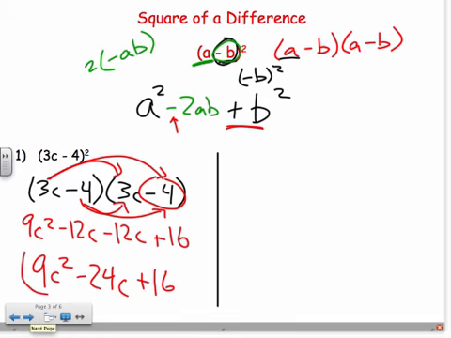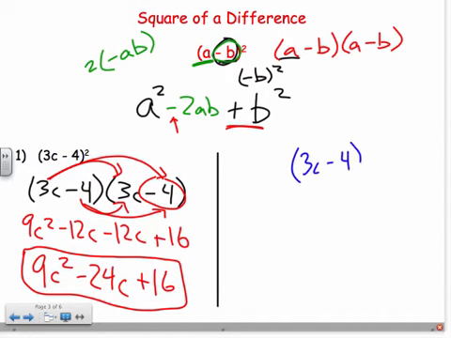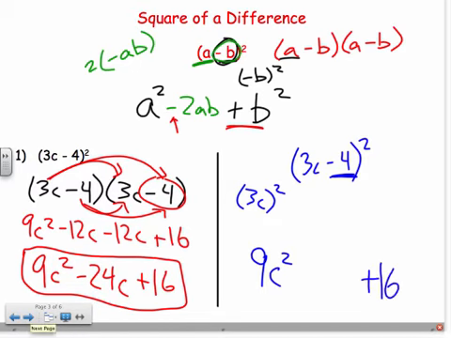Okay, so that takes a little bit of work if we go through and use the FOIL method. If I use my special product, I got a square of a difference. All I got to do is square the first term. So I take that 3c and I square it. So basically I square each part of that. So I have 3 squared, which is 9, and c squared, which is c squared. So 9c squared. I take the second term, that negative 4, and I square that at the end. So negative 4 times negative 4 is a positive 16.